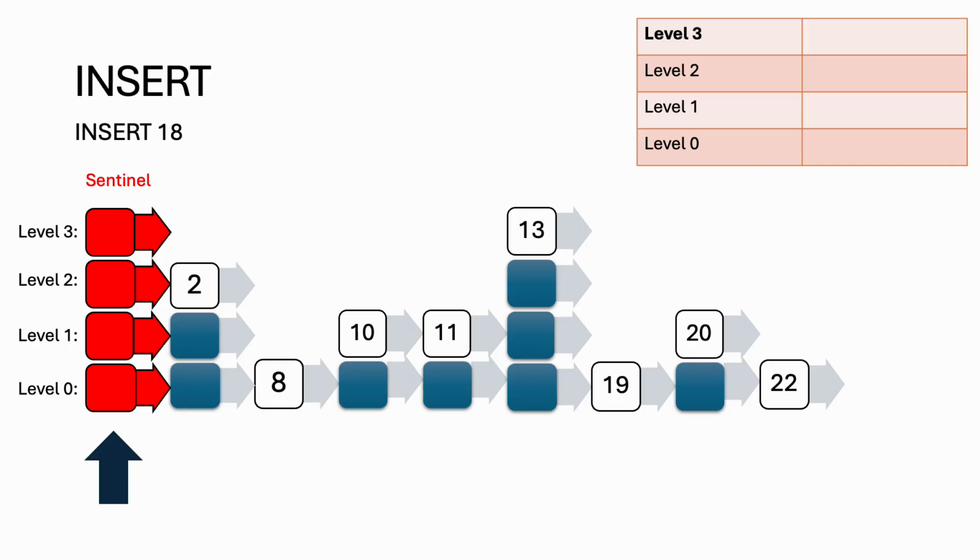Our list has the values 2, 8, 10, 11, 13, 19, 20, and 22. We're going to insert 18. First, we perform a search to find where 18 belongs. It works exactly like the search operation. Starting at level 3, checking against 13, 18 is greater, so we move forward. At 13 on level 3, we see 19, and 18 is less than 19, so we drop down.